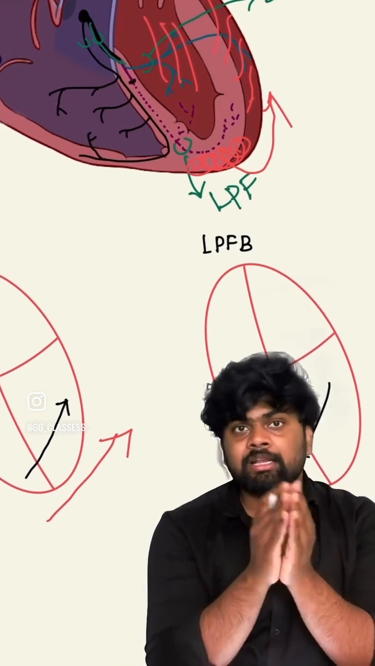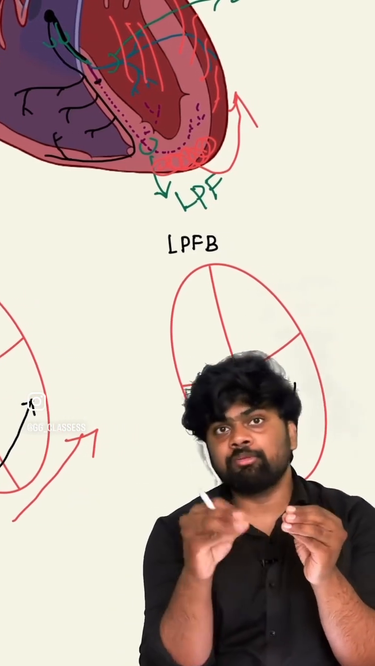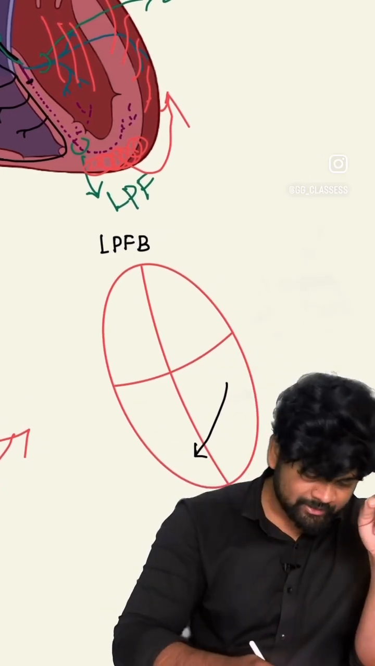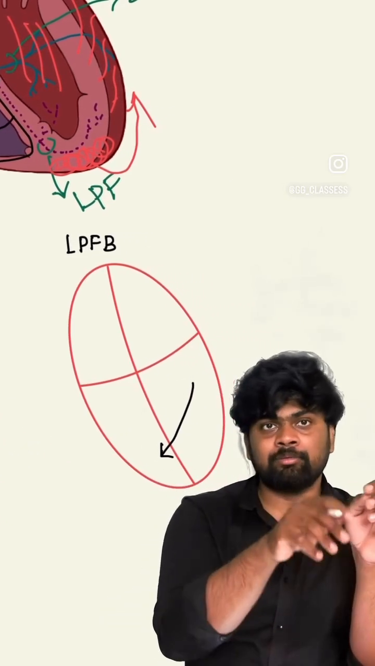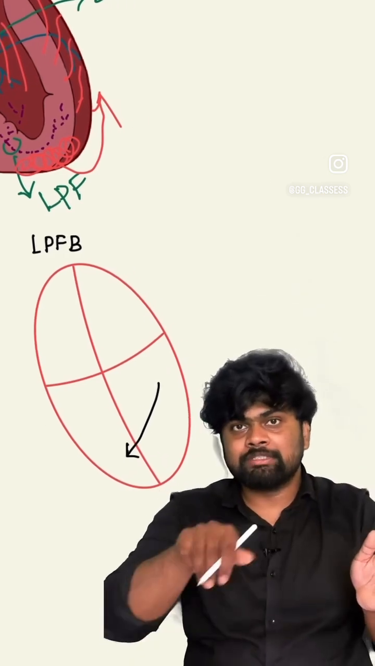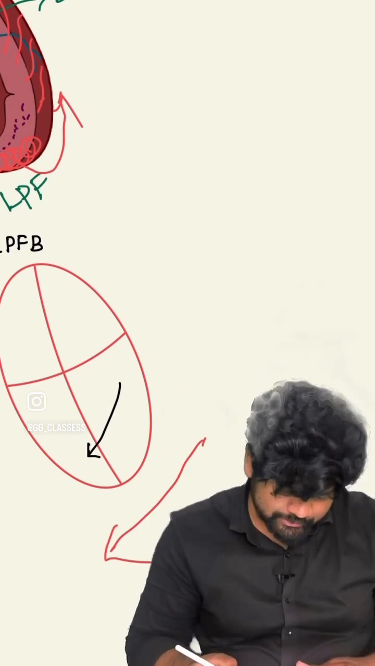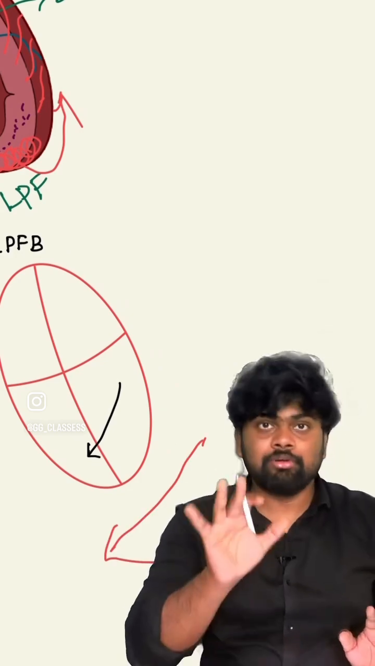Similarly, if right bundle branch block is associated with left posterior fascicular block, then only the left anterior fascicle will be activating. So the left anterior fascicle will first activate the anterior and lateral parts. From there, the wave will move towards the right side and the inferior and posterior parts. So the wave will be generated like this. This is the wave. So it will cause right axis deviation.